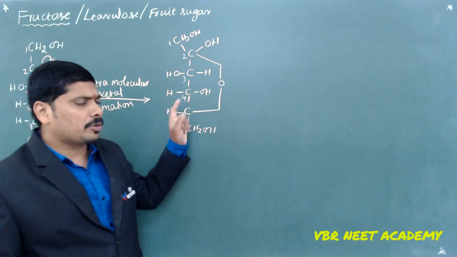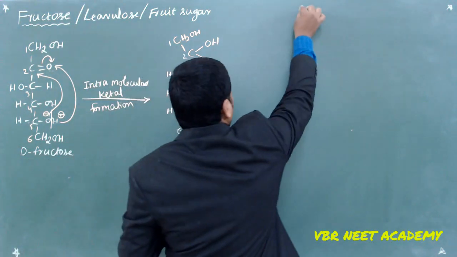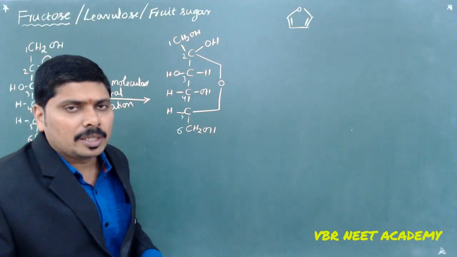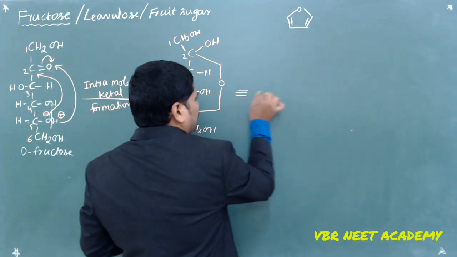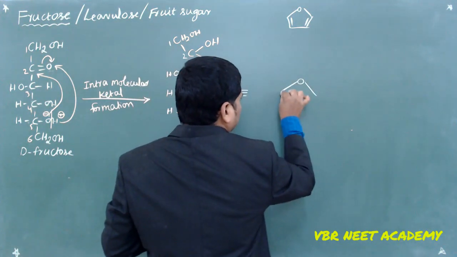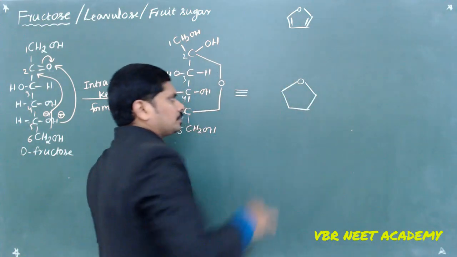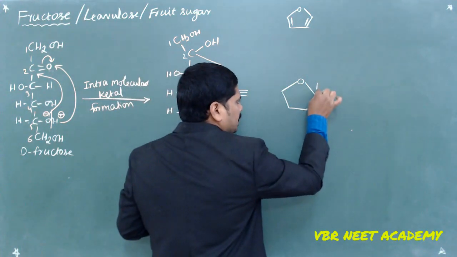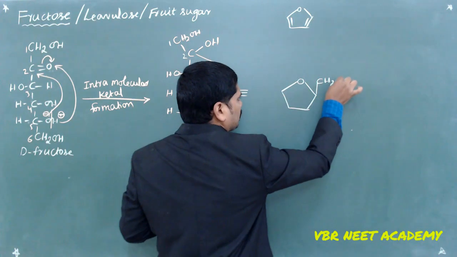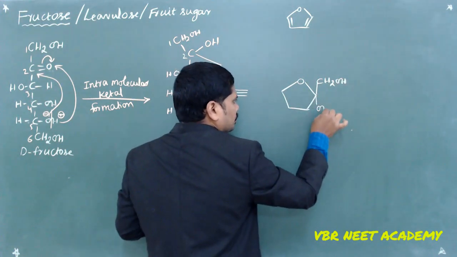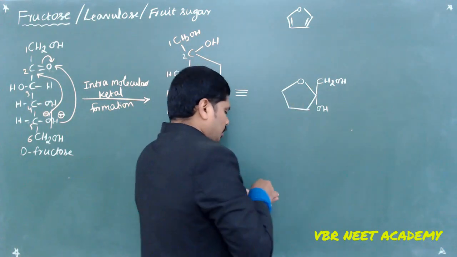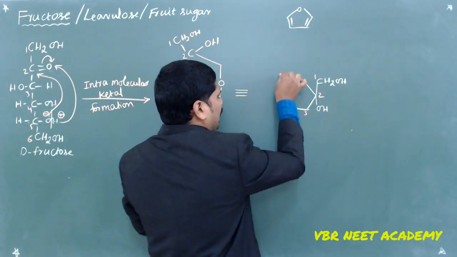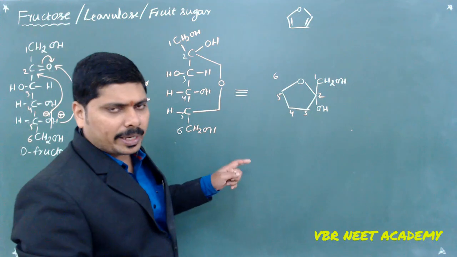And now here we are going to have furan. I think everyone knows about furan. This is furan, no? Similarly, we call the ring form furanose. So the same thing I can write here. Now this is the furan ring. And now here the first carbon is going to be present. So what are the carbons? 1, 2, 3, 4, 5, and 6 will be out of the ring. So that is how I can write the furanose form.